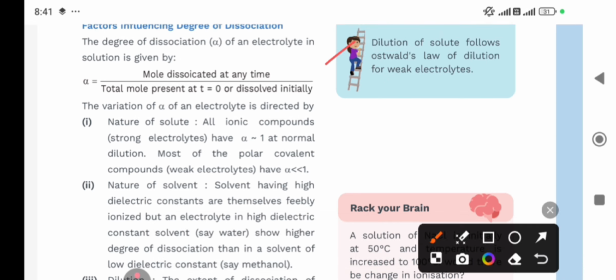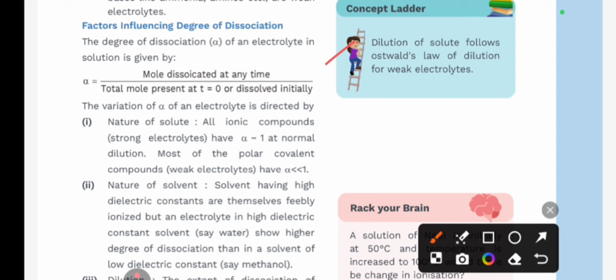So you can see here a very important concept. Dilution of solute follows Ostwald's law of dilution for a weak electrolyte. If you dilute the weak electrolyte, definitely the dissociation will increase, then the conducting power will increase. So what are the factors influencing the degree of dissociation? The degree of dissociation of the electrolyte in the solution is represented by alpha. It is the moles dissociated at any time divided by the total moles present at time t equal to 0.